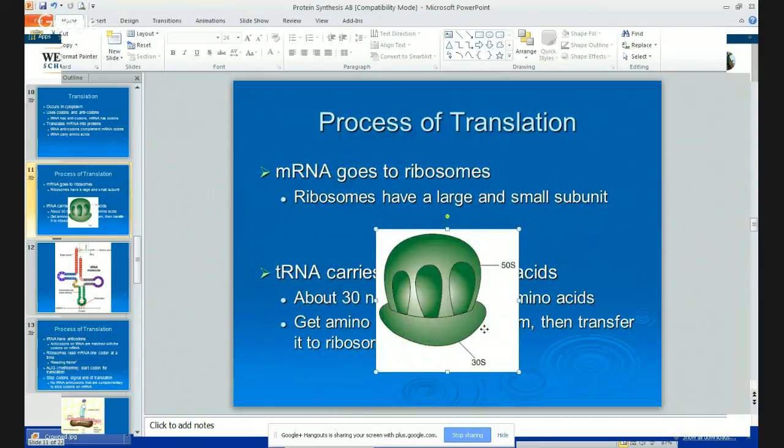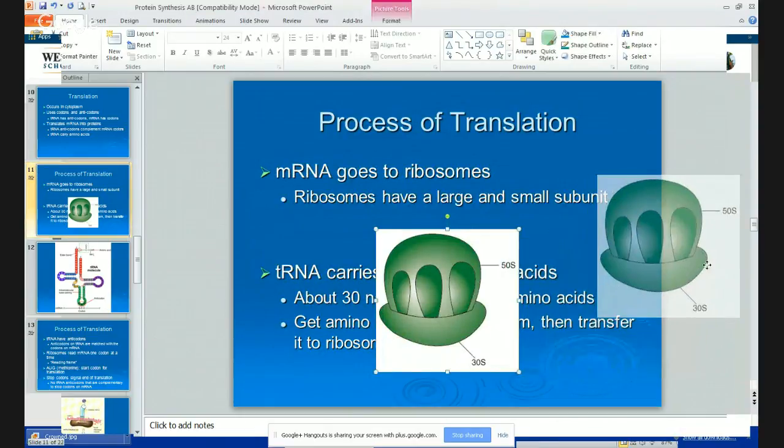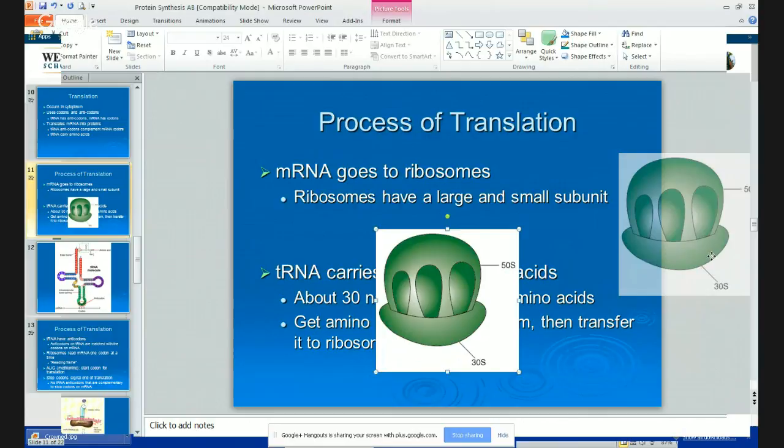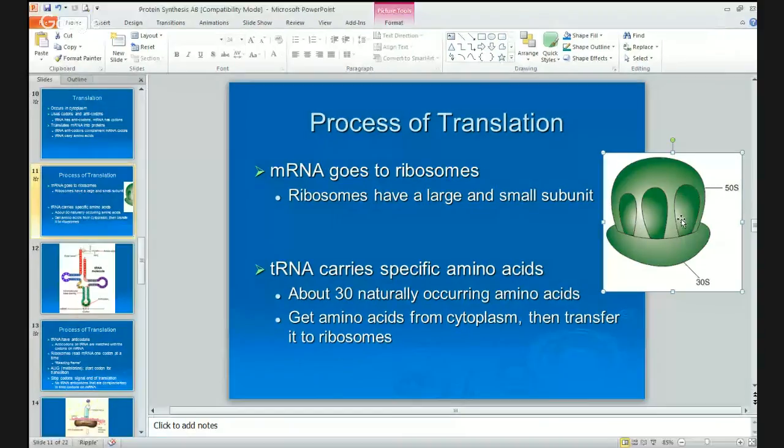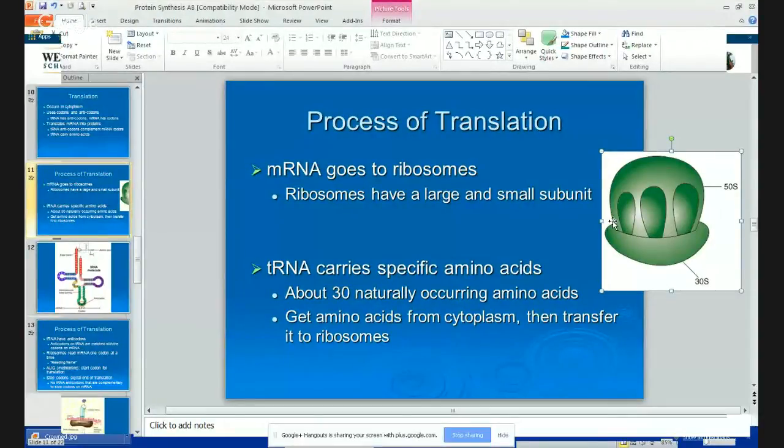Alrighty, so apparently I have this in the middle. I'll move off to the side for just a moment. Process of translation. Your first step here really is that your messenger RNA goes to find your ribosome. Kind of a refresher, your ribosome has a large subunit up here and a smaller subunit down here. These are sites. They go by letters. I'm not going to have you know which letter each one goes to.